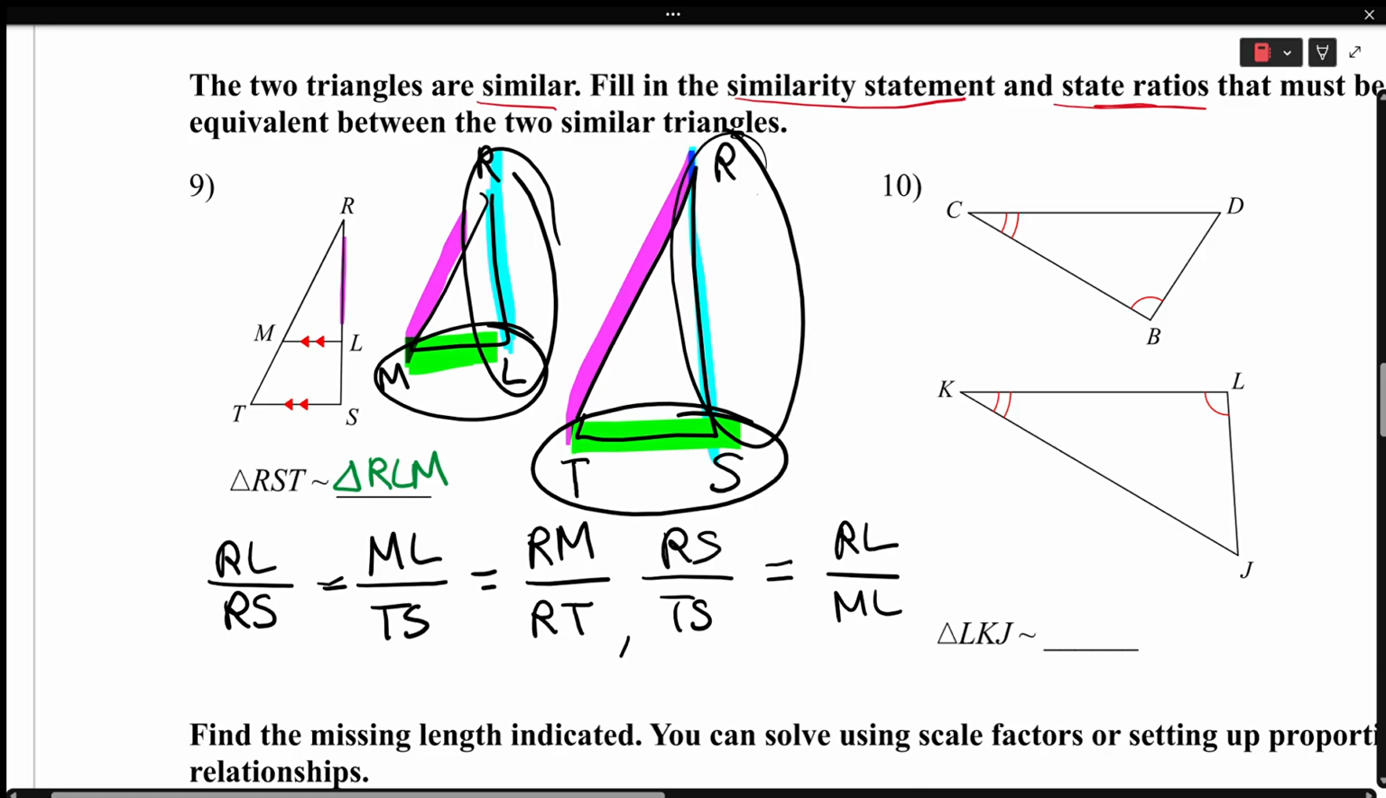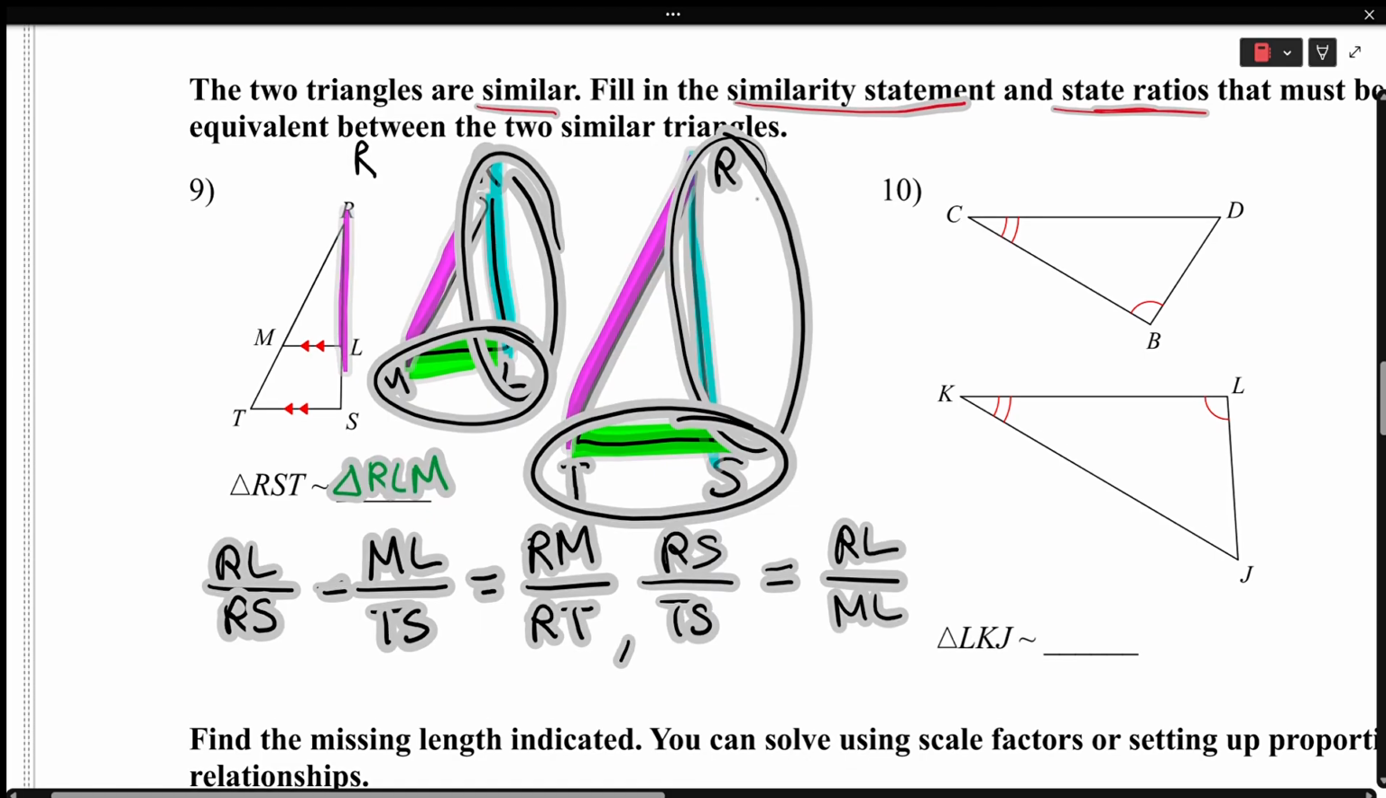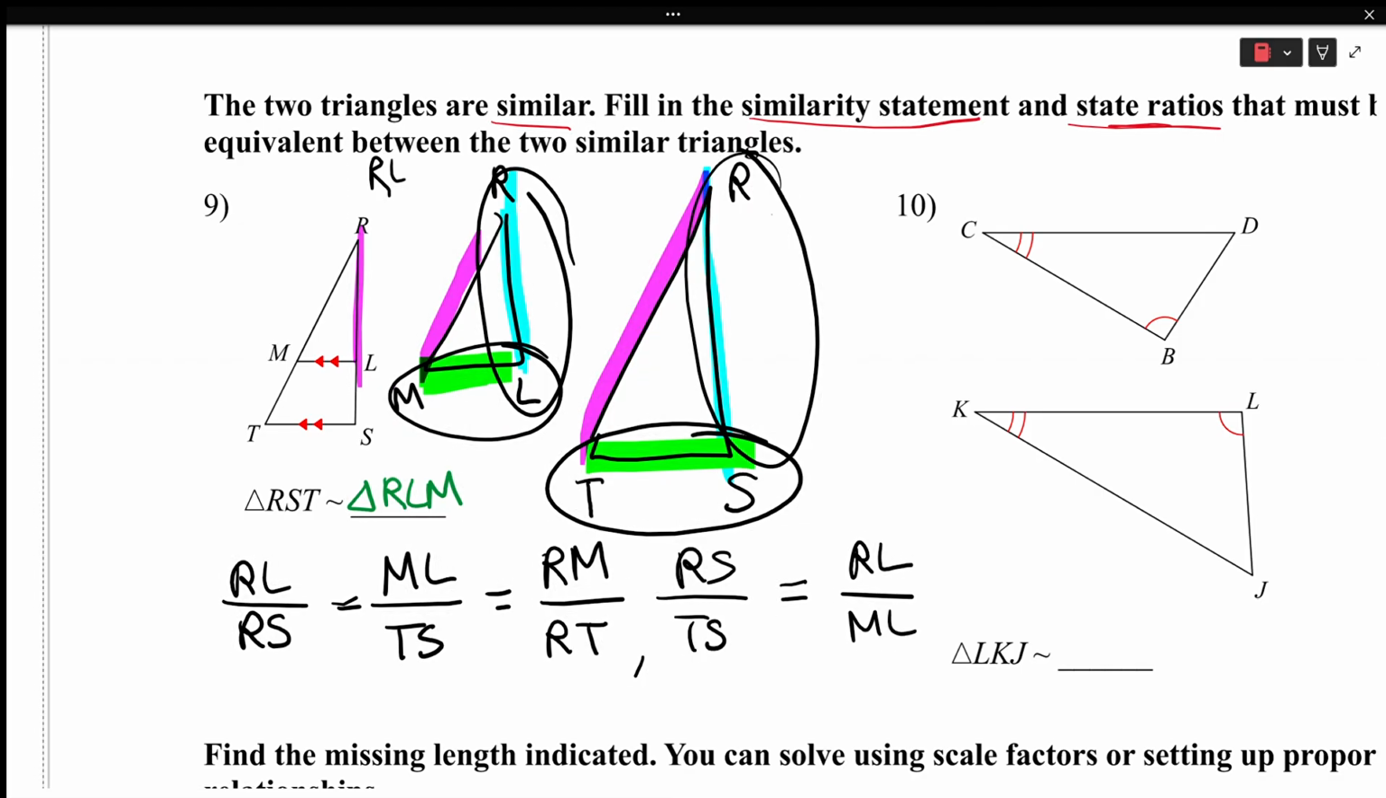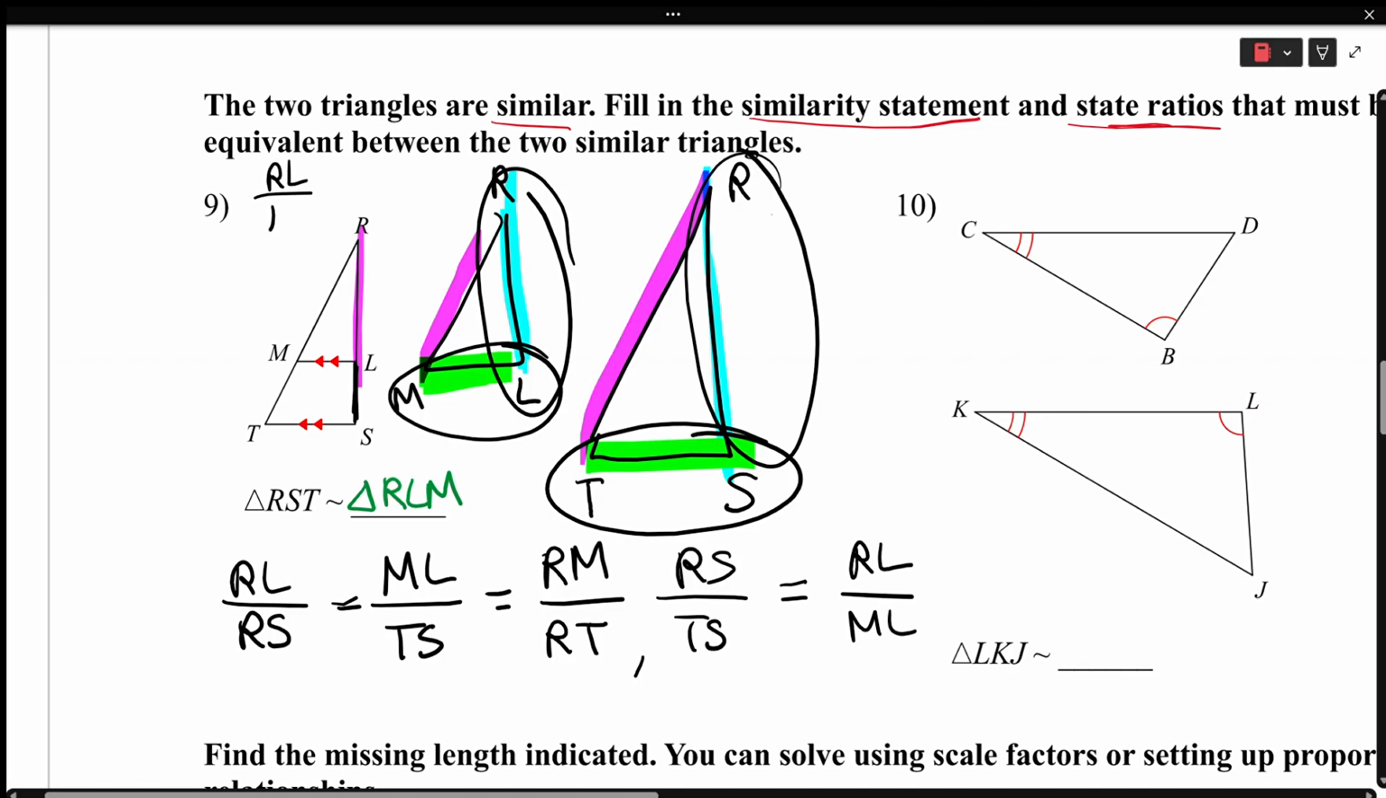You could even do RL, oops, sorry. I don't want to mess this up. RL over LS is equal to RM over MT. You could even take parts of the side and set up a ratio like that, okay, as long as they're matching. So any of these work.